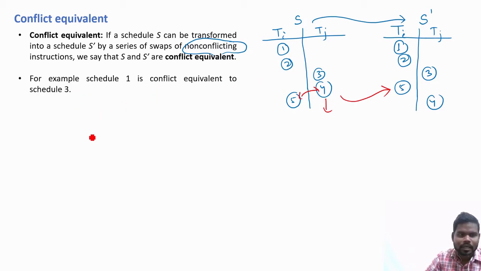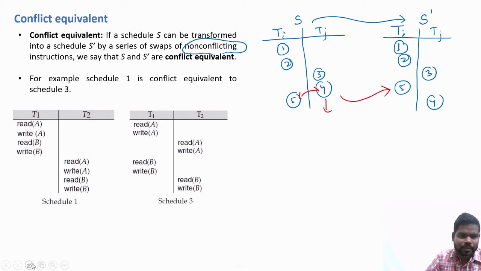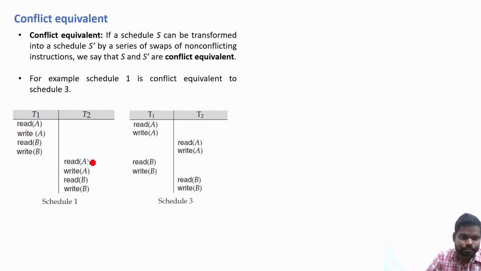For example, schedule 1 is conflict equivalent to schedule 3. So why? Here we have read B and write B. First of all, we'll check: can we transform schedule 1 to schedule 3 or not?